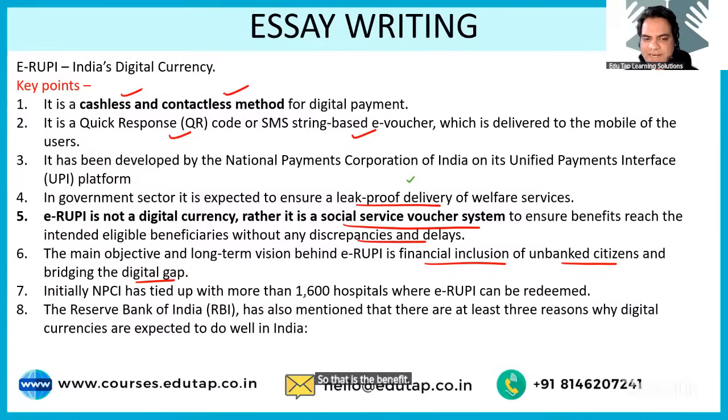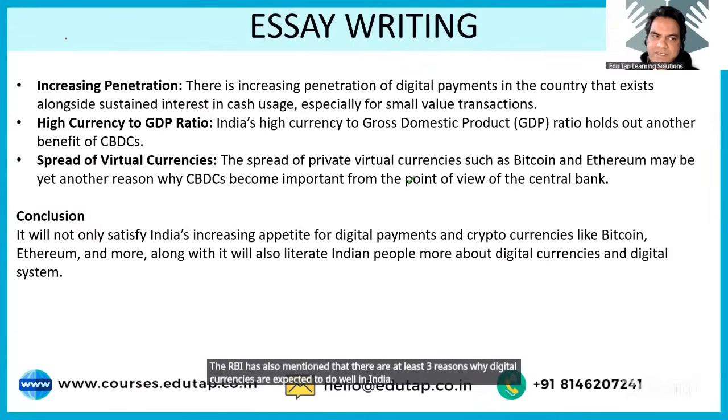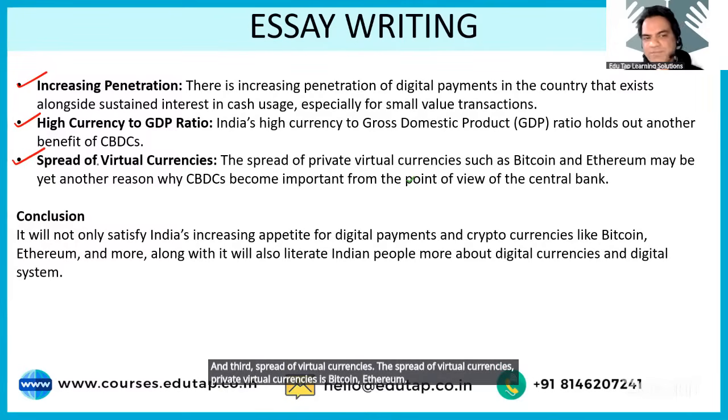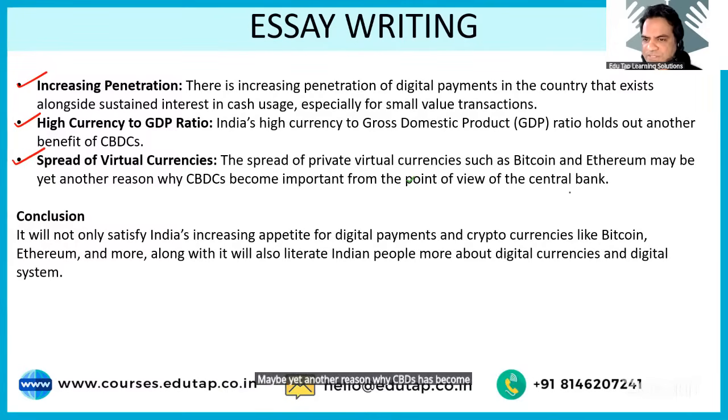Initially, NPCI has tied up with more than 1600 hospitals where e-rupee can be redeemed. The RBI has also mentioned that there are at least three reasons why digital currencies are expected to do well in India. Number one, increasing penetration because of the digital background. Number two, high currency to GDP ratio. India's high currency to GDP ratio holds out another benefit of CBDC. And third, spread of virtual currencies. The spread of private virtual currencies such as Bitcoin and Ethereum may be yet another reason why CBDCs become more important from the viewpoint of the central bank. And what is the conclusion? It will not only satisfy India's increasing appetite for digital payments and cryptocurrencies like Bitcoin and Ethereum.